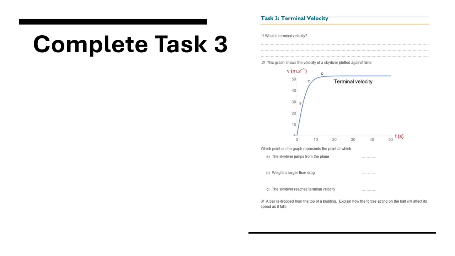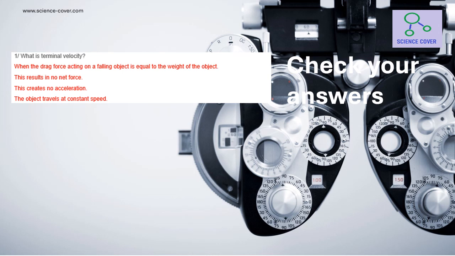Pause the video now and complete task 3. Let's check our answers to task 3. What is terminal velocity? This is when the drag force acting on a falling object is equal to the weight force. This results in no net force. This creates no acceleration, so the object travels at a constant speed.